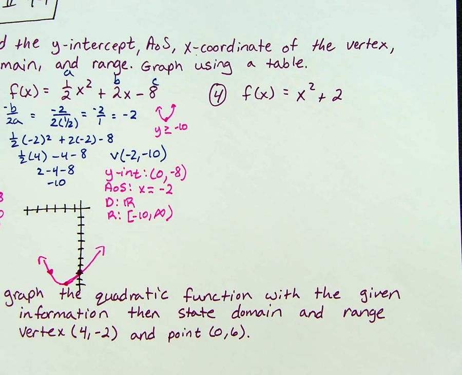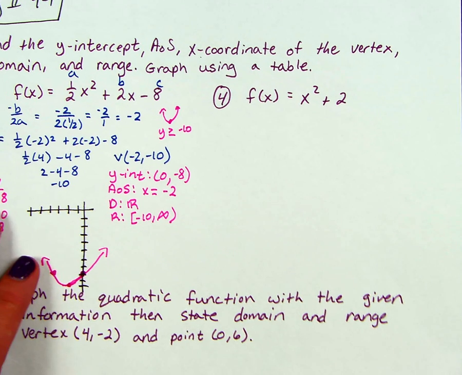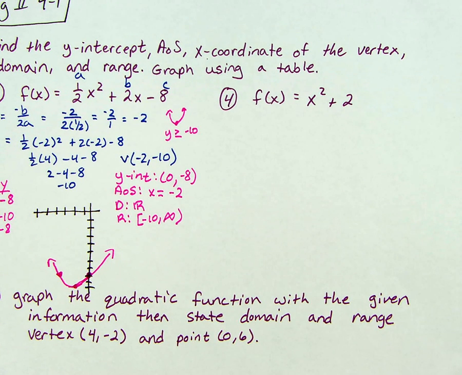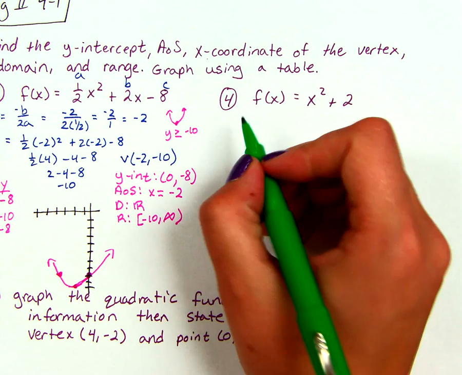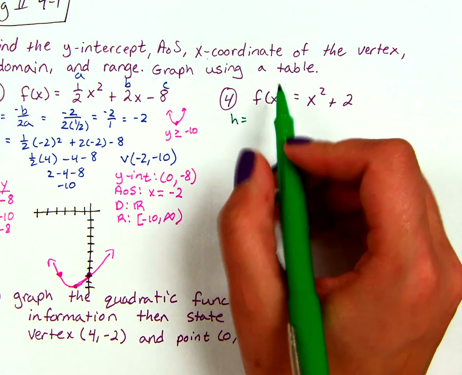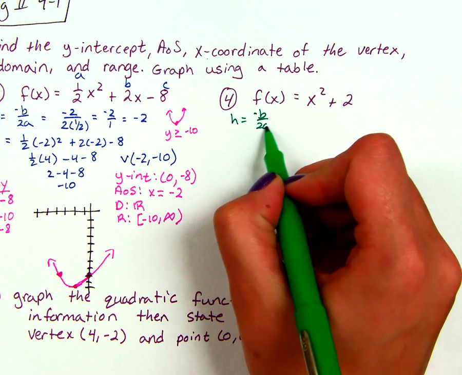All right, we're going to do one more of this type of example. Okay, so again, we're just going to go through, find the y-intercept, axis of symmetry, domain, and range. So again, I'm going to start with the vertex. So again, vertex h is the opposite of b over 2 times a.